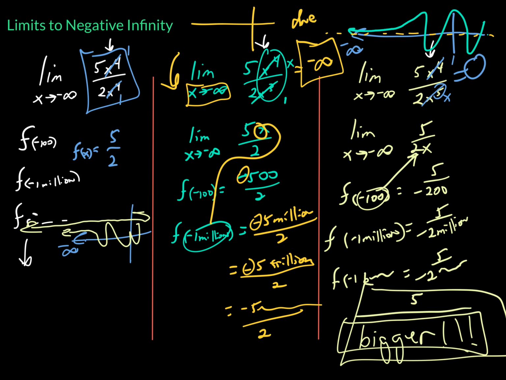So what this means is as x is traveling down towards negative infinity, this graph, we don't know what it's doing, but we do know that x is going towards negative infinity. All your y values are also going down towards negative infinity.